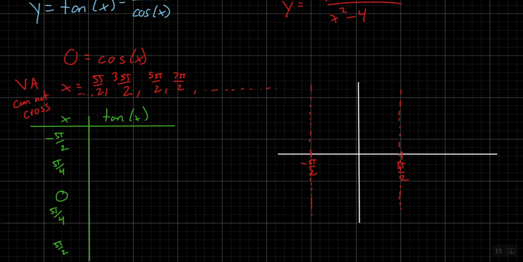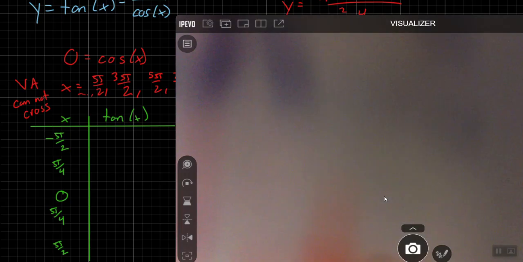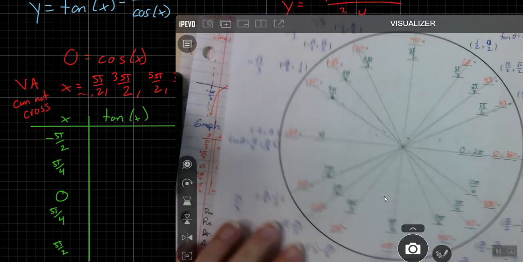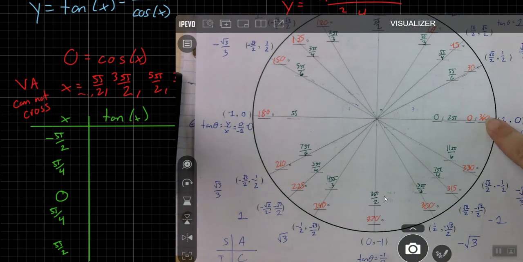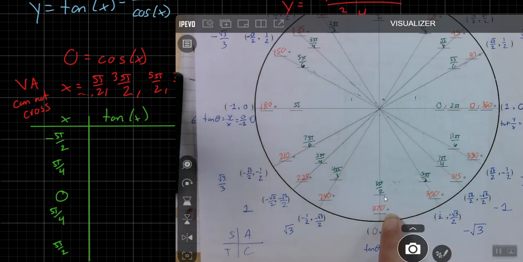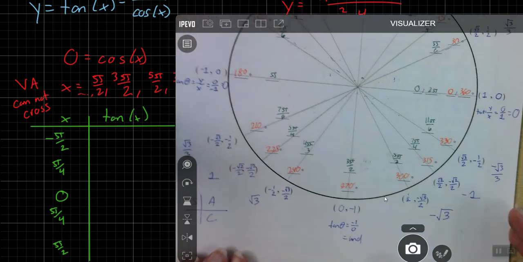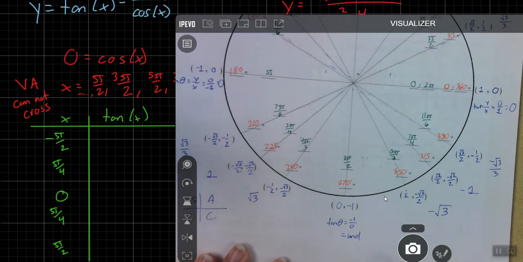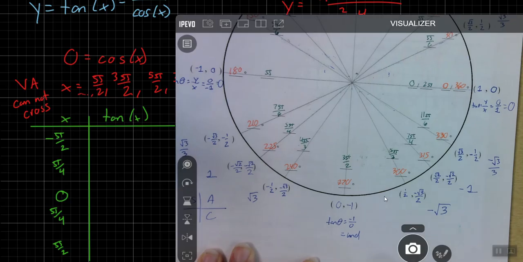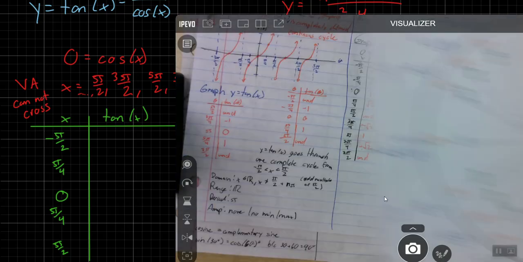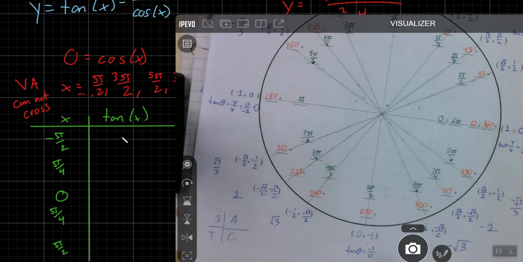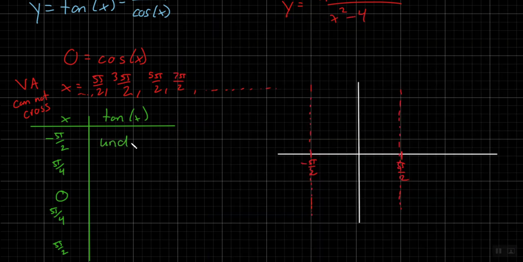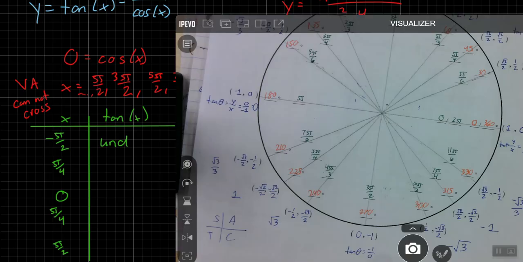Let's look at our unit circle. If I'm at a negative radian, I'm going in the clockwise direction. So I'm going down now, down a pi halves. Where am I at? 0, negative 1. And then what is tangent at 0, negative 1? Do you know why it's undefined? Perfect. So that means over here we have undefined.